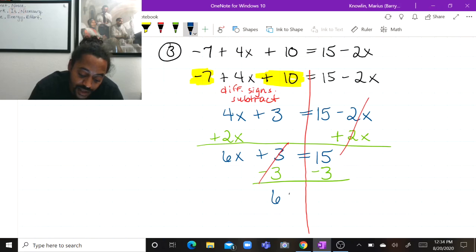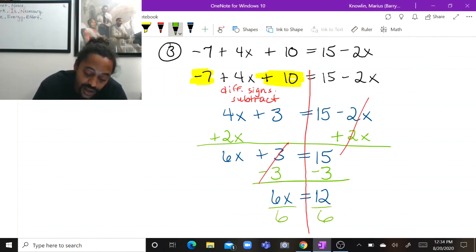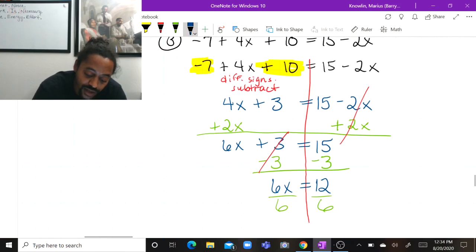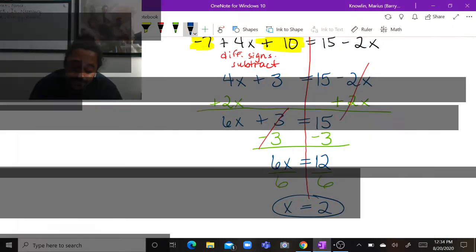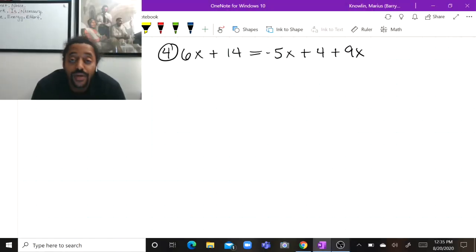The 6x comes down, and 15 minus 3 is 12. Now we can go ahead and do what? Divide both sides by 6. And when we do that, you get the final answer of x equals +2. Circle your final answer. Okay, let's take a look at one last problem for this lesson, and then we'll go ahead and wrap it up.